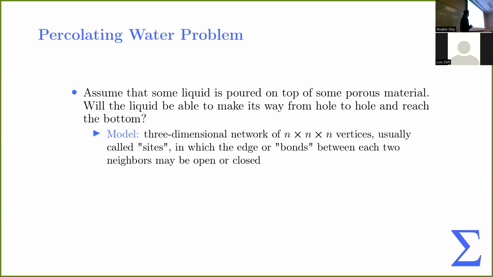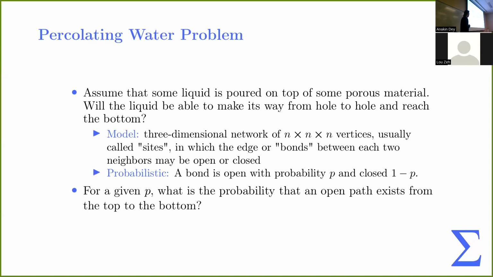And so you can model this by thinking of some sort of three-dimensional vertex graph. Then they have edges connected to their neighbors, and they might be either open or closed. And we're going to say that this is randomized with some probability. And then the question is, for a given p, what is the probability that an open path exists from the top to the bottom?